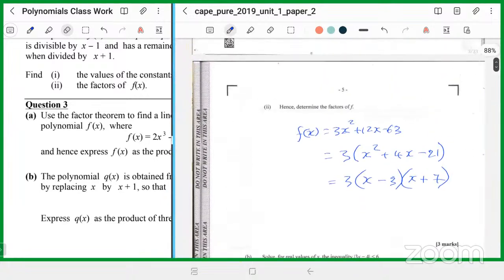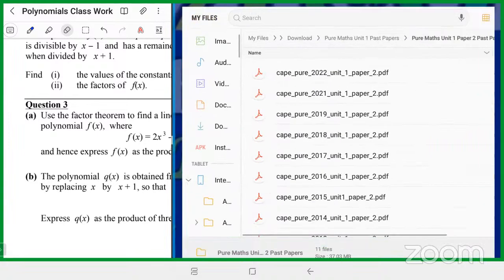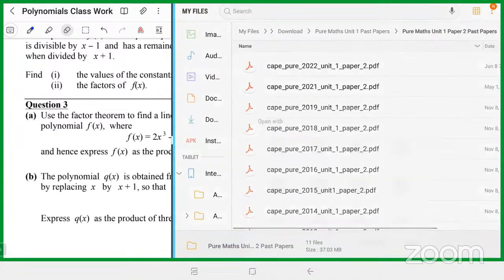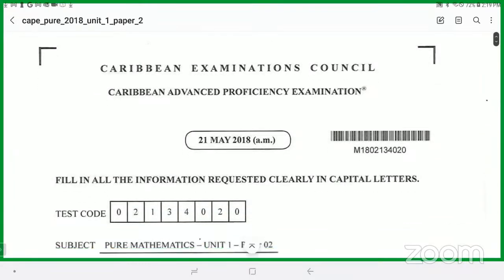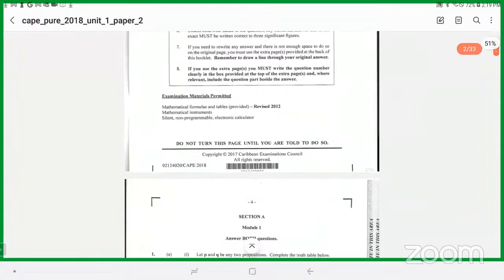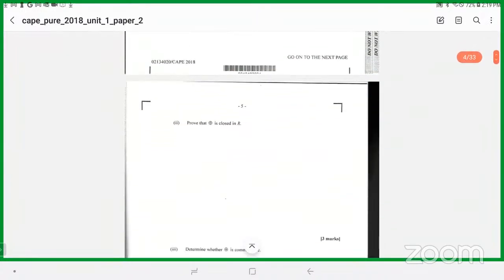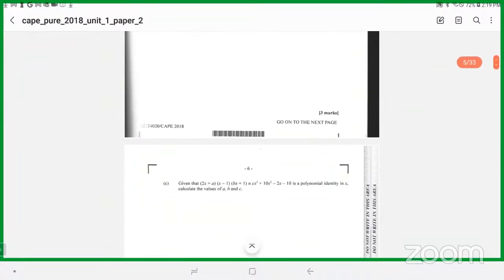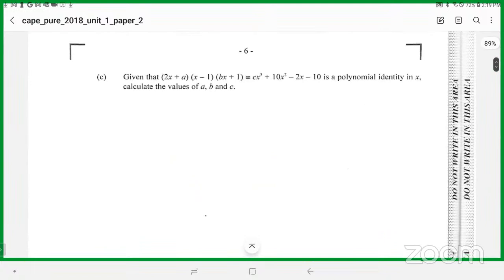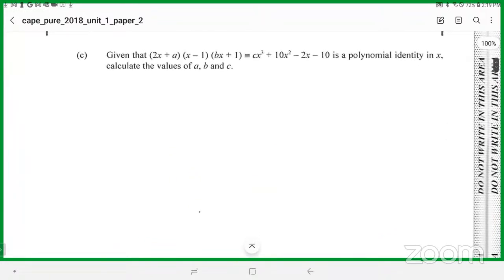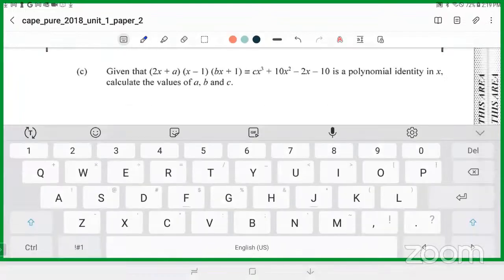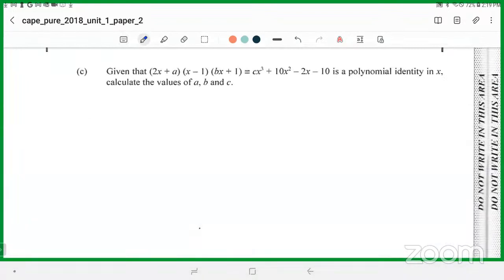That was 2019. Let's look at 2018. If there are any polynomials, I'm looking for something interesting, some easy stuff. It's almost the same question every year. All right, look at this one. This one might be a little bit different, not your normal run of the mill.